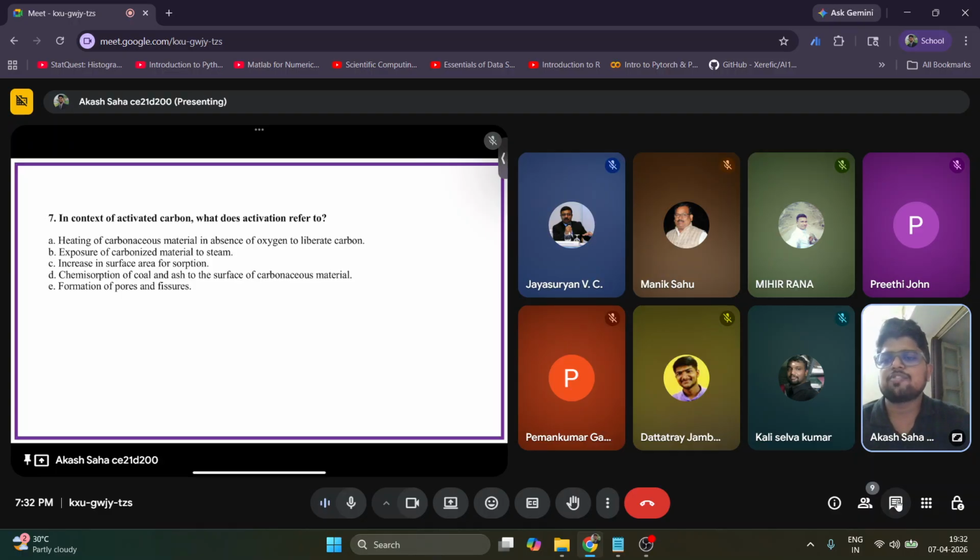In the context of activated carbon, what does activation refer to? Heating of carbonaceous material in absence of oxygen to liberate carbon, exposure of carbonized material to steam, increase in surface area for sorption, chemisorption of coal and ash to the surface of carbonaceous material, formation of pores and fissures. So what does activation mean with respect to activated carbon?